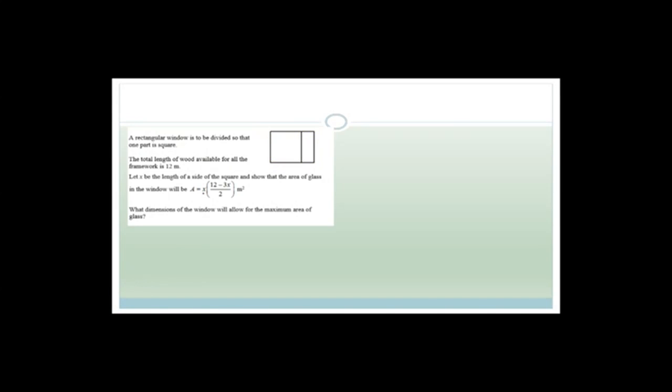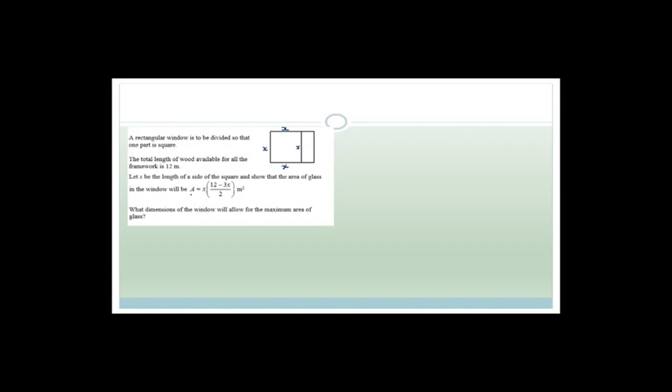Now it says, let's go back to pen and let's erase all ink. It says, let x be the length of the side of the square. So this is x, right? That means that is x, and that is x, and that is x, okay? It says, show that the area of the glass in the window will be x times (12 minus 3x) over 2 meters squared.